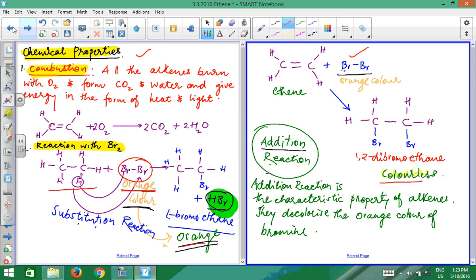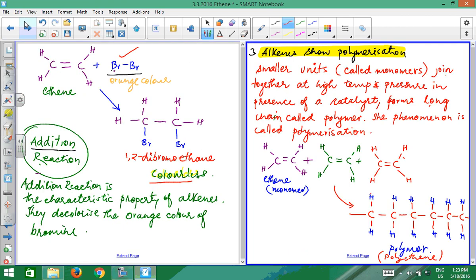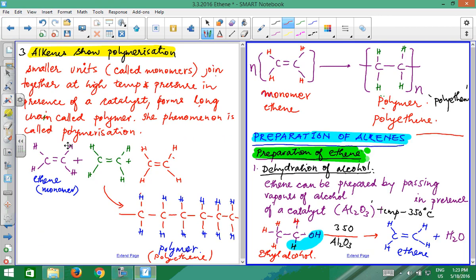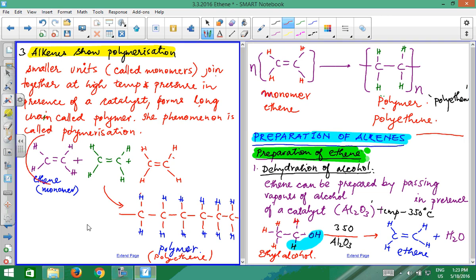1,2-dibromoethane. Another property of alkenes is polymerization. These small molecules are called monomers, small molecules like many ethene. They combine together at high temperature, high pressure, and in the presence of a catalyst. The double bond is broken and they form long chains of polymers. Monomers mean single units, and when these single units join together, they form polymers.